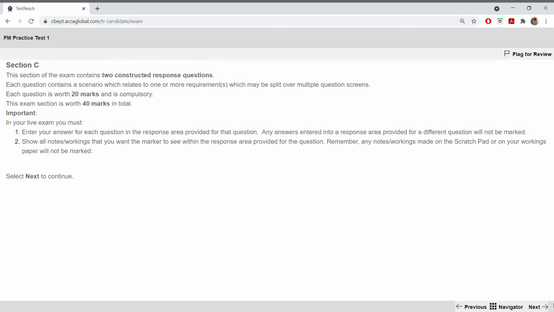So, leading to the last section of FM, which is section C, and this is one of the very important sections. Okay, because here you need to write. Either you have to provide your response in Excel or you have to provide your response in Word. So here I'm going to show you. Right, I'm going to do both the questions from section C in the practice test 1.